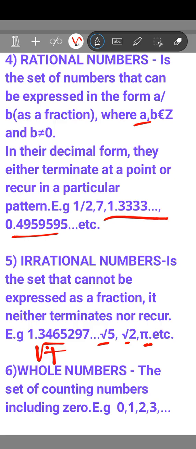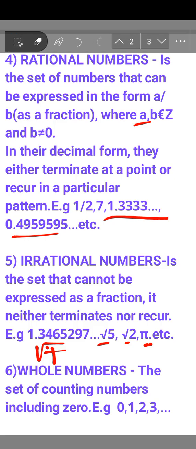The sixth type of number we are going to consider is the whole numbers. The set of whole numbers is a set of counting numbers including 0. Now earlier I talked about the set of natural numbers, all those counting numbers from 1 to infinity, excluding 0. The set of whole numbers includes all those counting numbers, including 0. So the difference between the set of natural numbers and the set of whole numbers is that the set of whole numbers includes 0, starts from 0 to infinity, while the set of natural numbers starts from 1 to infinity.